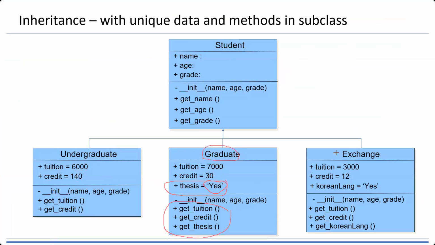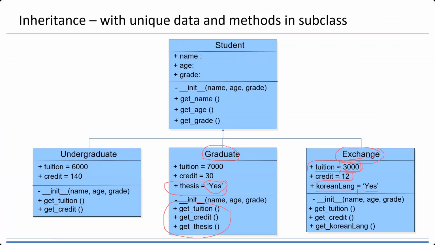For the exchange student, the tuition is less because maybe they will be in the school only for one semester. So the tuition is 3,000. And the number of credits, it depends. Maybe for one semester, it requires 12 credits. And for the exchange student, it requires the Korean language.